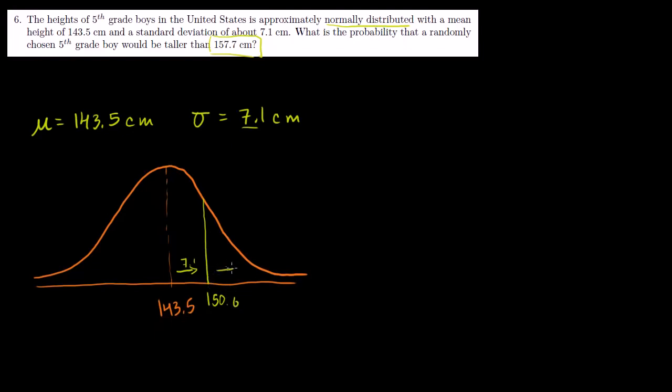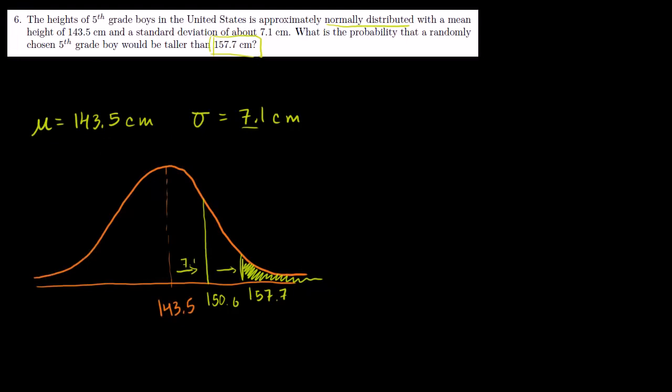If we were to go another standard deviation, we go 7.1 more. What's 7.1 plus 150.6? It's 157.7, which just happens to be the exact number they asked for. They're asking for the probability of getting a height higher than that. So they want to know the probability that we fall under this area right here, or essentially more than 2 standard deviations above the mean. We can't count this left tail.